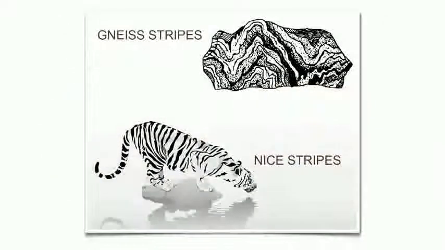And an easy way to remember it is you look at the rock gneiss. Gneiss has nice stripes, just like a tiger will have nice stripes. So that's an easy way to remember the striping pattern or the banding pattern within the rock gneiss.